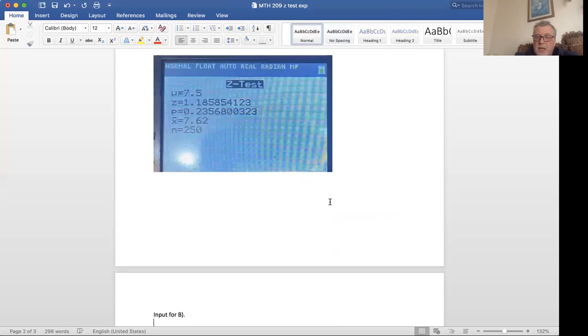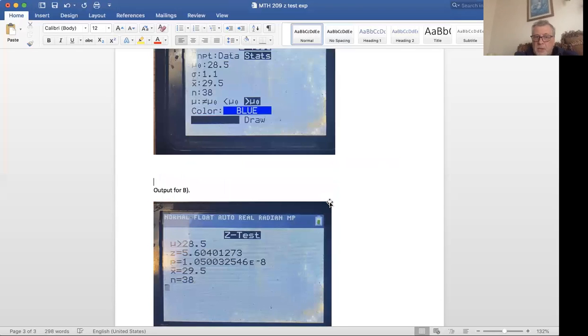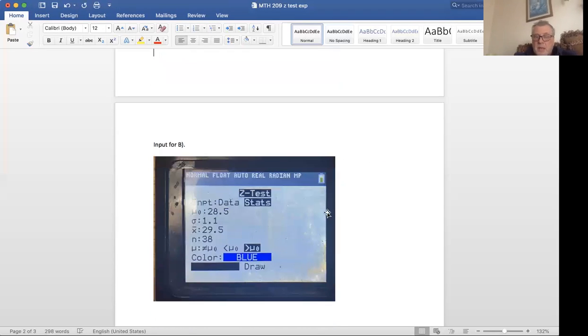Let's go down and look at the input and output for that. So the input for B, again, I go stat, tests, choose number 1, and I'm using stats again because my mean and standard deviation are all given to me. The hypothesized mean is 28.5. The standard deviation of the population is 1.1. The sample mean is 29.5. Our sample size is 38. Again, this is all pretty self-explanatory.